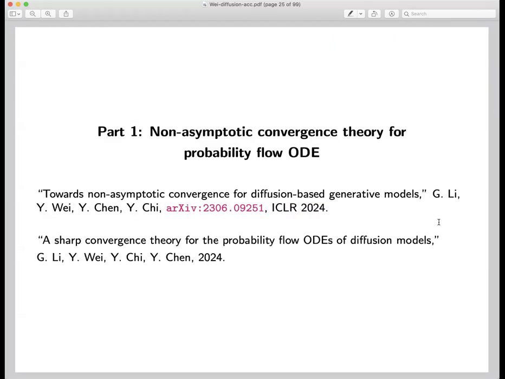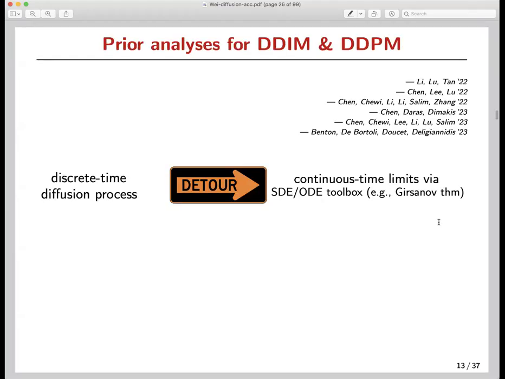Okay, so my talk will be focusing on two parts. In the first part, I want to develop some non-asymptotic convergence theory for the probability flow ODE, which is like the DDIM that I have talked about. And the second part aims to accelerate those methods, those algorithms. Okay.